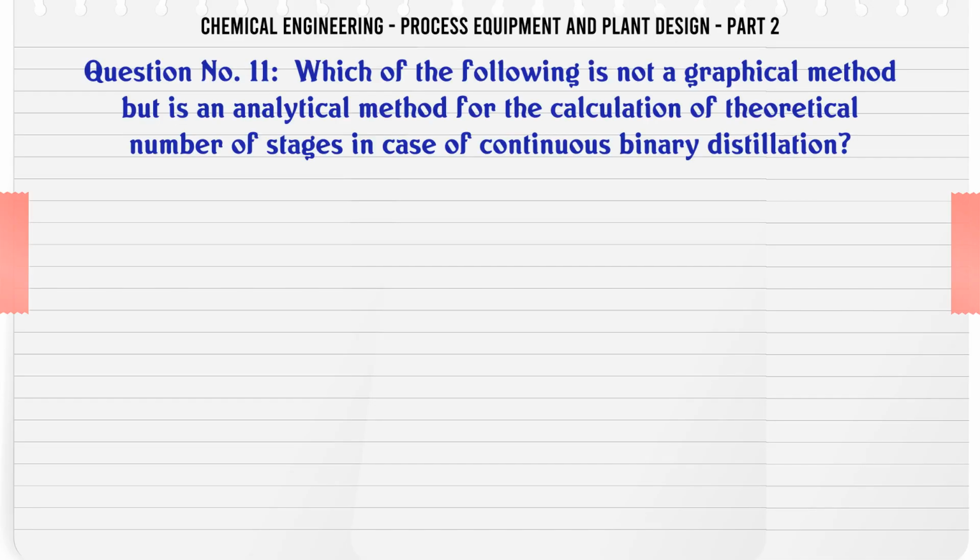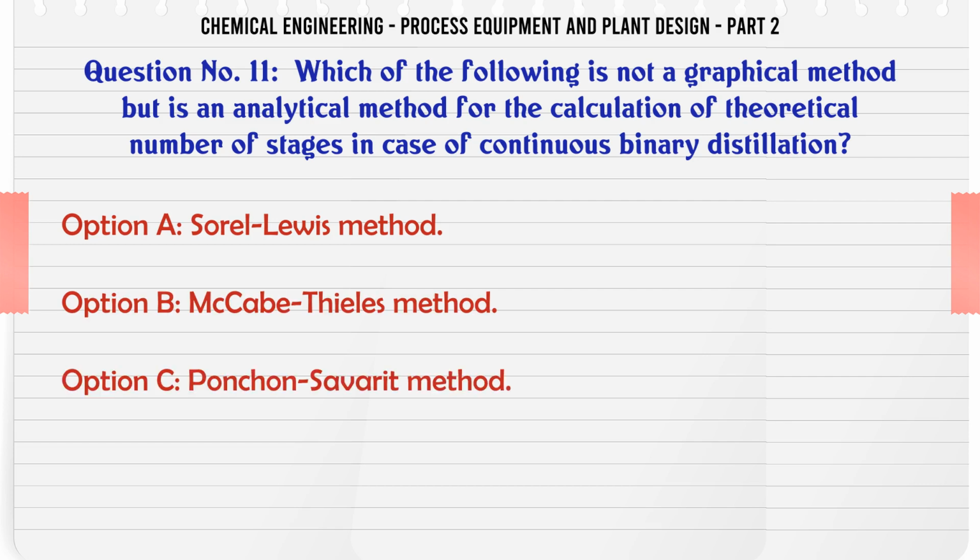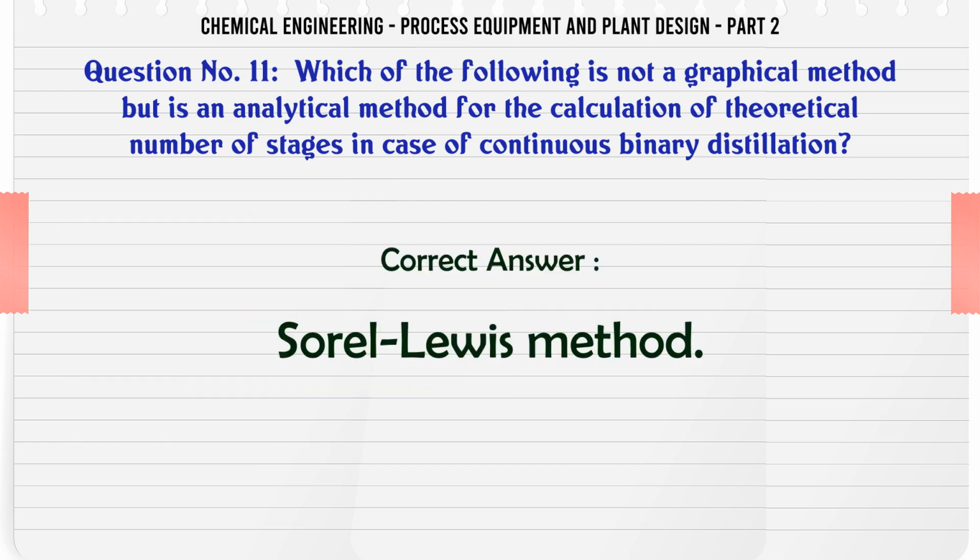Which of the following is not a graphical method but is an analytical method for the calculation of theoretical number of stages in case of continuous binary distillation? A. Sorel-Lewis method, B. McCabe-Thiele's method, C. Ponchon-Savarit method, D. None of these. The correct answer is Sorel-Lewis method.